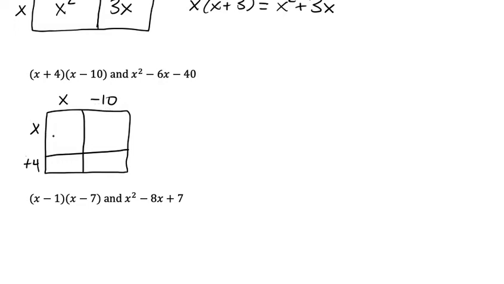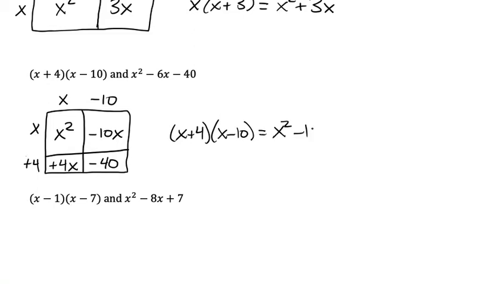Now I multiply the two sides to get the area of each. We're going to have x squared, minus 10x, plus 4x, and 4 times negative 10 is minus 40. So adding these four pieces together gives me the total of x plus 4 times x minus 10, which is x squared minus 10x plus 4x minus 40. And then we combine the like terms to get x squared minus 6x minus 40.